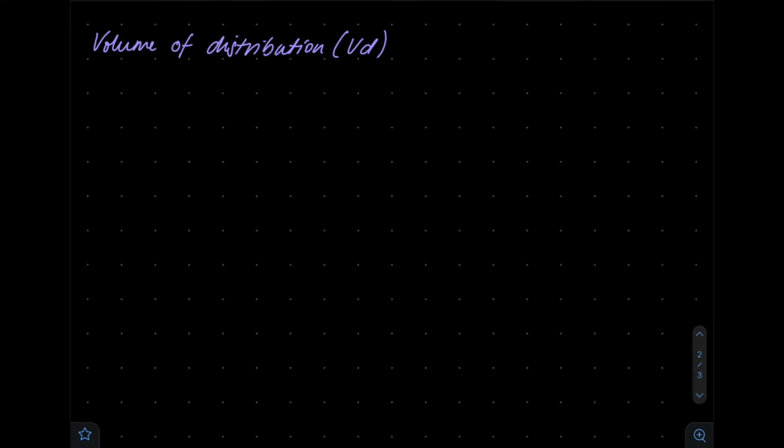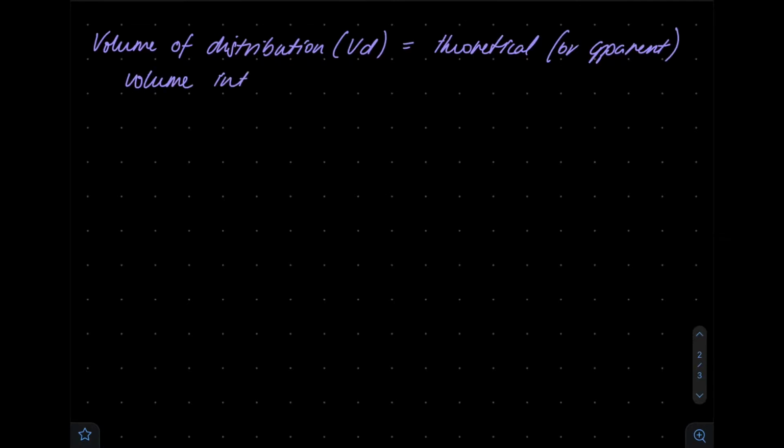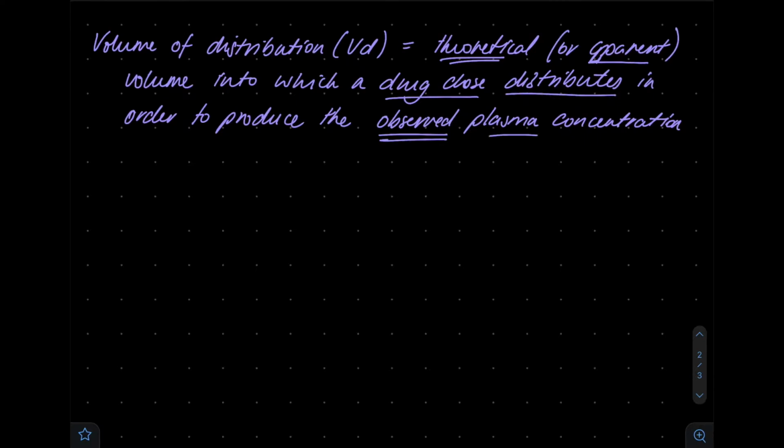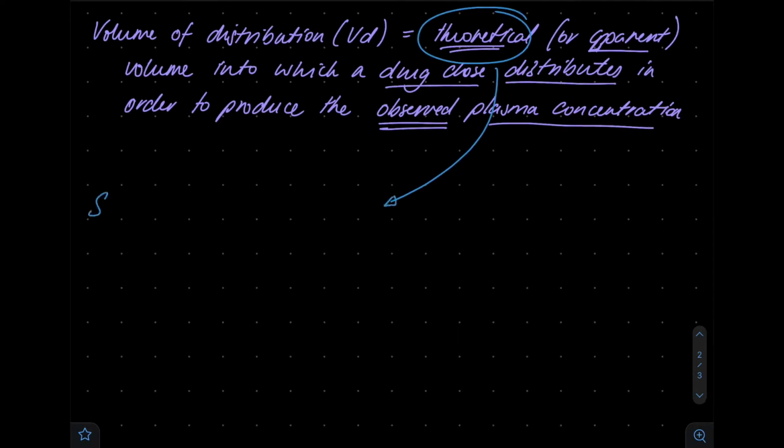Okay, coming back to the video, volume of distribution can be defined as the theoretical or apparent volume into which a drug dose distributes in order to produce the observed plasma concentration. Now that's a mouthful. Let's break it down. So theoretical, this is interesting since this means that the volume of distribution can actually exceed the volume of the body.